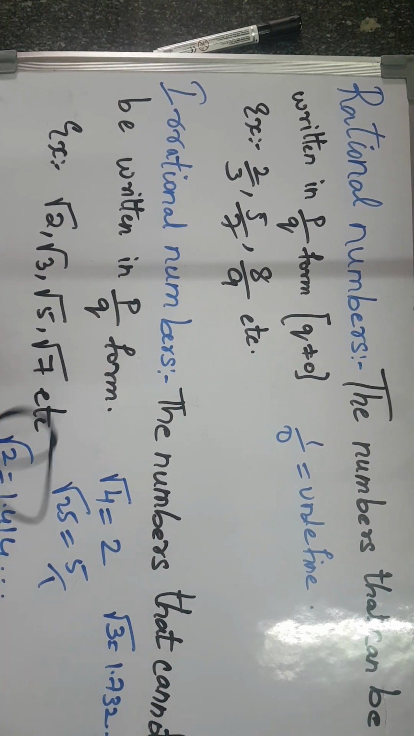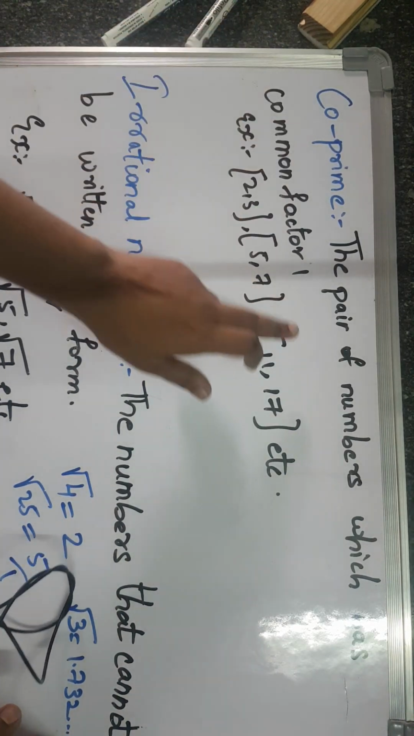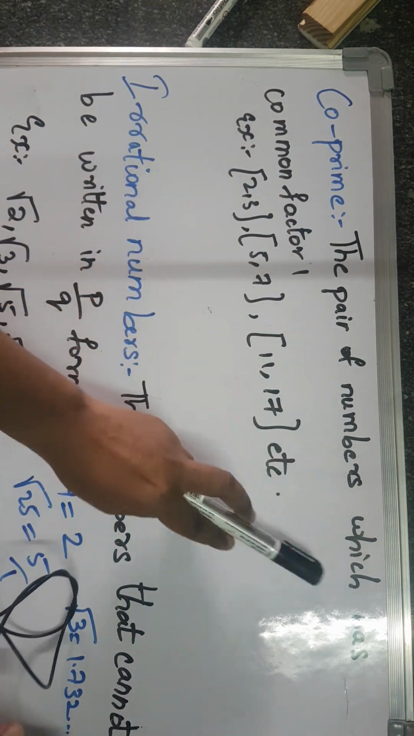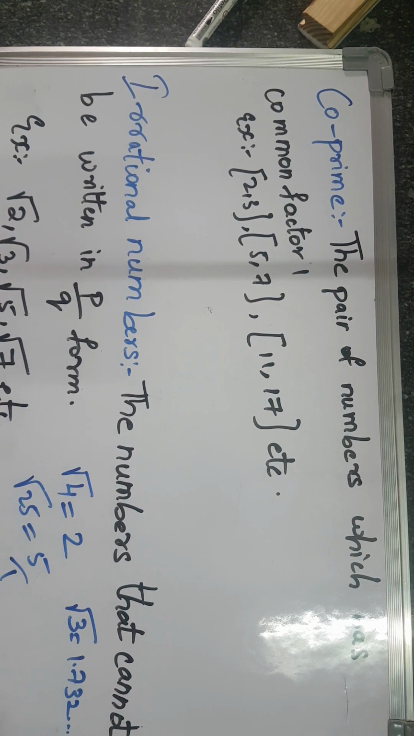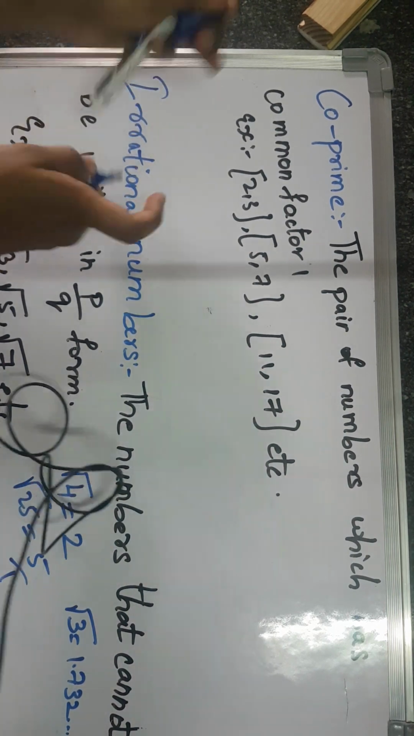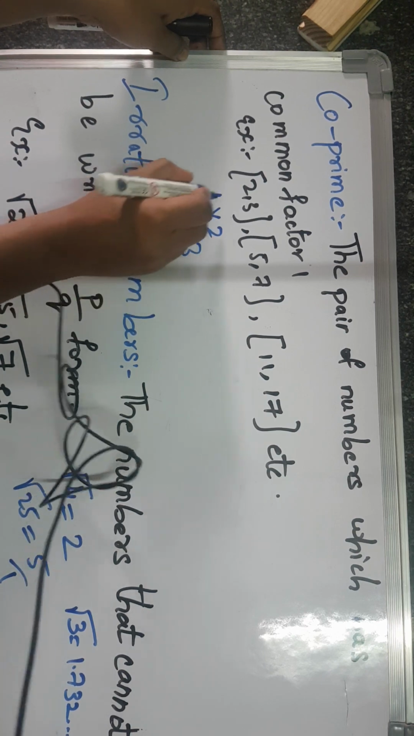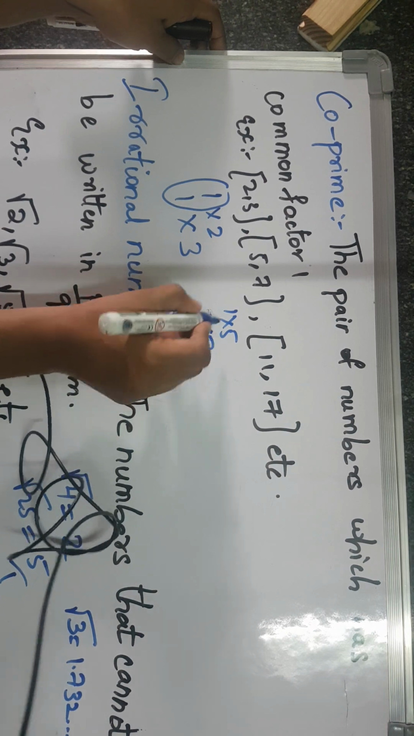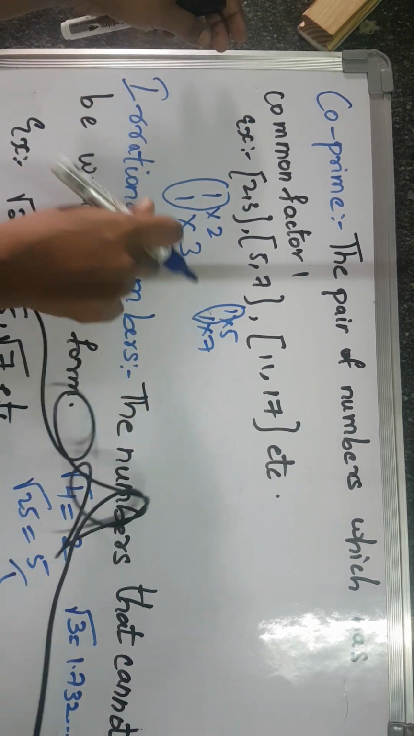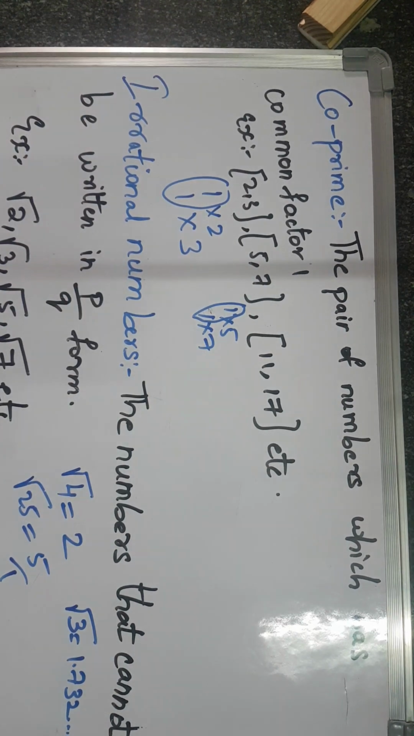Okay, now let us continue with what are co-primes. Co-primes are a pair of numbers which have the common factor 1. 2, 3: these have the common factor 1. Take 1 into 2, 1 into 3. 1 is the common factor for this. 1 into 5, 1 into 7. So 1 is the common factor for this. So these are called co-primes. Okay, let us continue with the exercise.